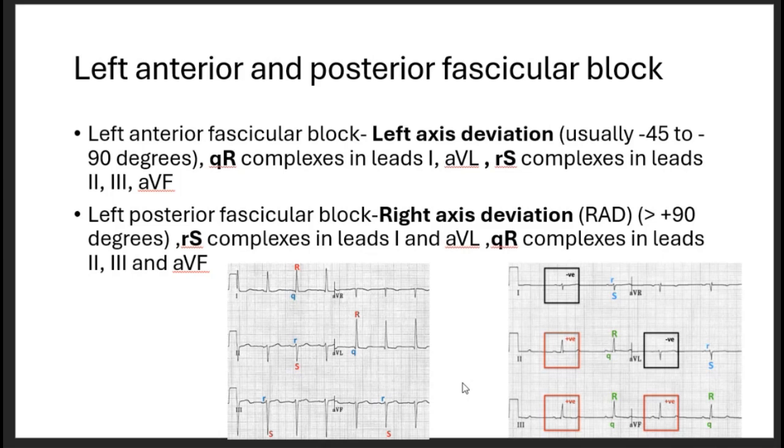I like to remember it because it's QRS. So in anterior block, QR is in lead 1, like QRS, it's beginning in lead 1. And RS is in leads 2, 3, and AVF.